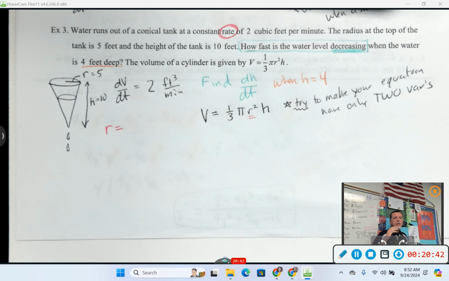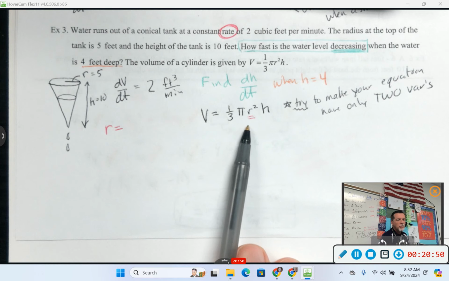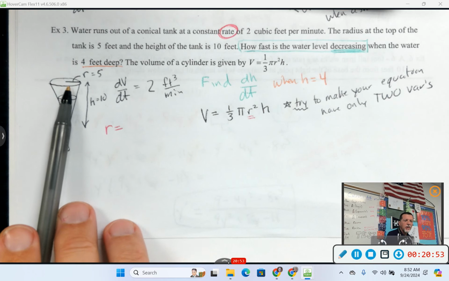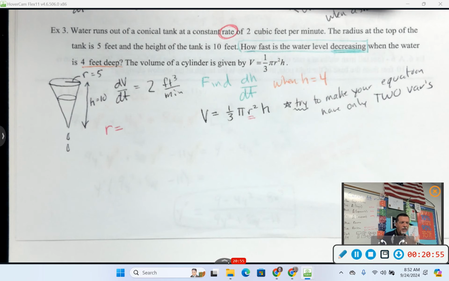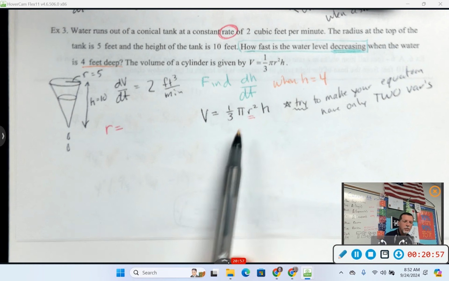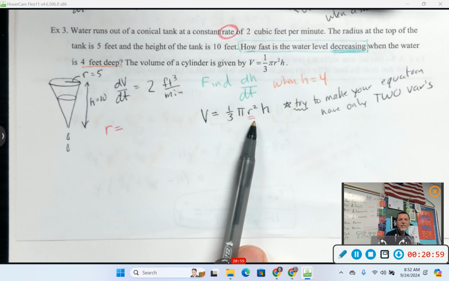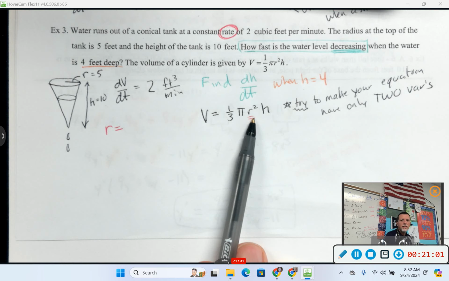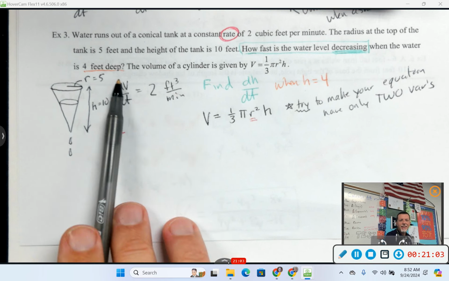Okay? So R is 5, but that's only at the top of the... So that's a great point, because you can plug things in if they're constant, but R is changing, right? As we drain out, the R is getting smaller. So I don't want to plug in 5. Don't plug in things unless they're constant. So R is 5 at the top, but I don't want to do that.